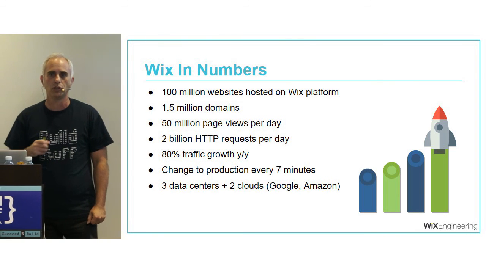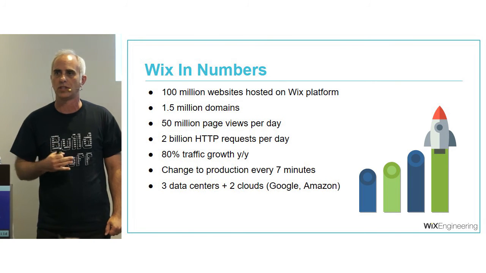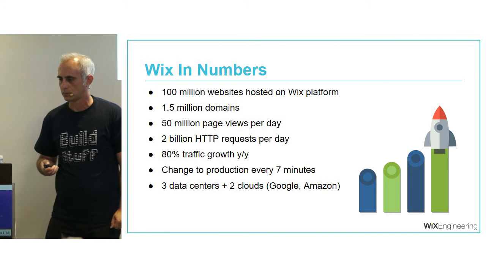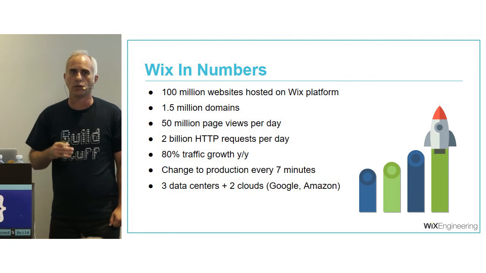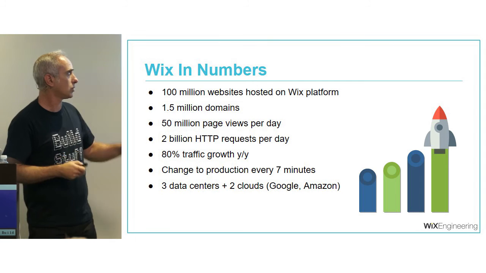We have a change pushed out to production in this system approximately every 7 minutes. That's the rate of change in our systems. And we're running on 3 different data centers plus 2 clouds, both Amazon and Google.